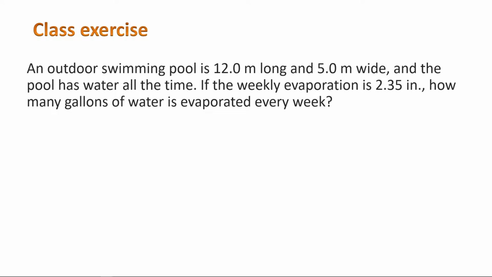But after this exercise: an outdoor swimming pool is 12 meters long and 5 meters wide, and the pool has water all the time. If the weekly evaporation is 2.5 inches, how many gallons of water is evaporated every week? So this is how much water gets evaporated each week.